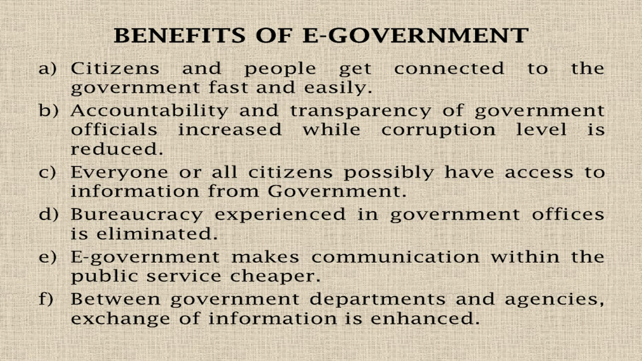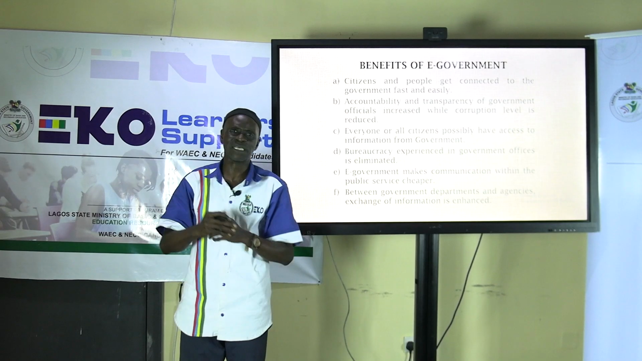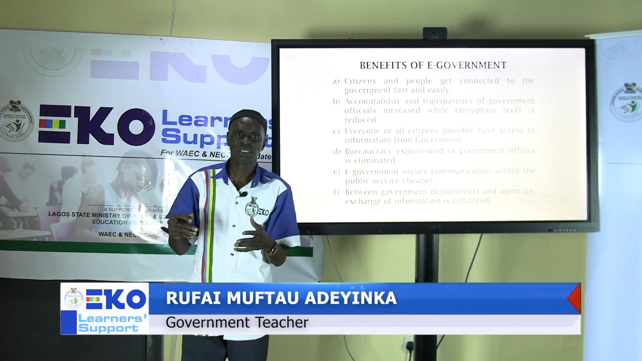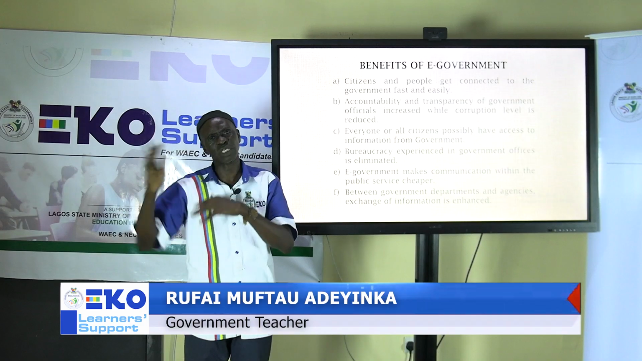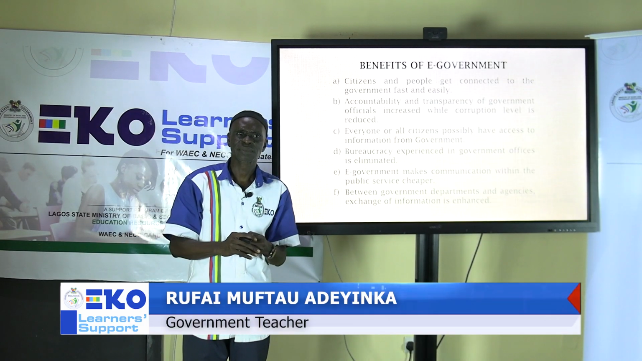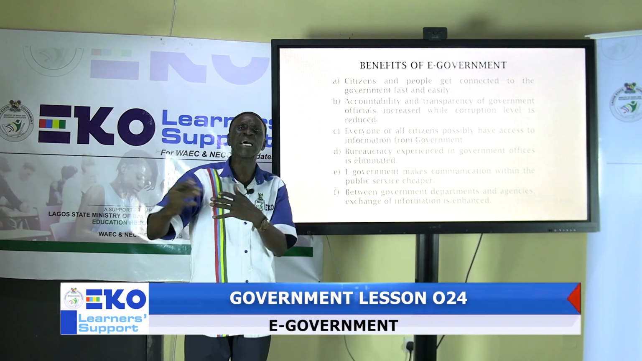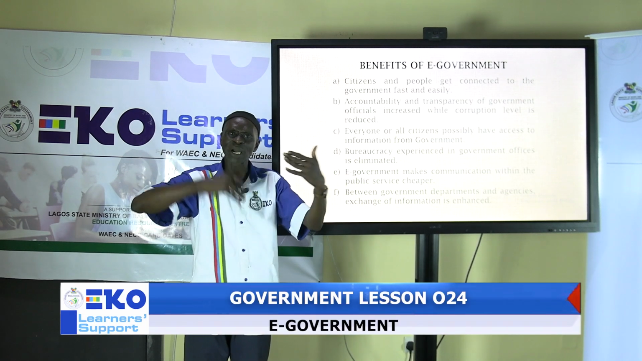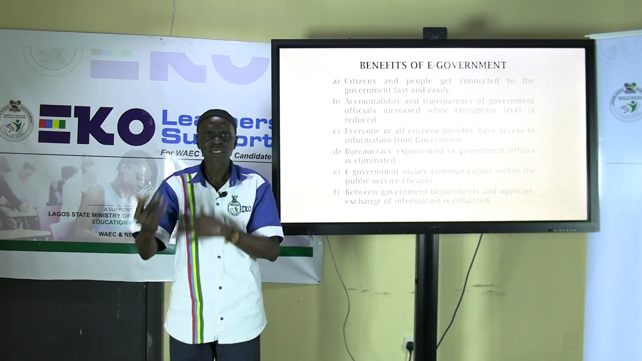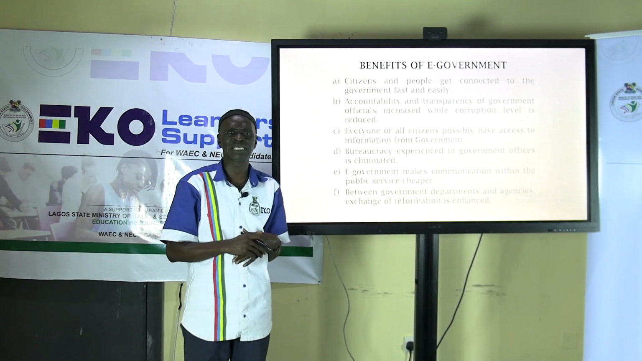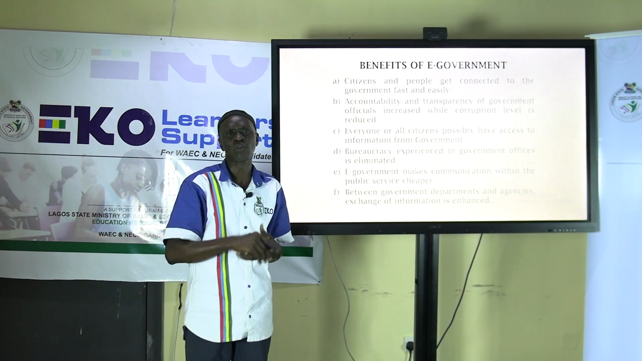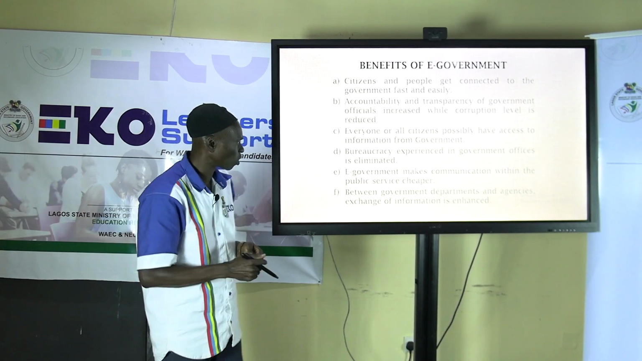Between government departments and agencies, exchange of information is enhanced. Yes. Between government departments and agencies, we have various governmental departments, agencies, and ministries. One doing its own work, the other doing its own work. This does not mean that they have to wait for one another. As one is doing its own work, the other one is interacting with it. And this goes a long way. All of them doing the work at the same time, and it makes for fast provision of services to the citizens and the people of the country.